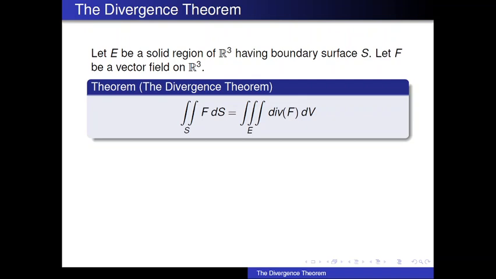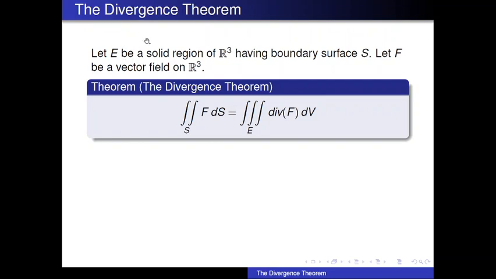Suppose we have a solid region E in three-dimensional space, and it has a boundary surface. So it's in some enclosed region of space, and its boundary is this surface S. And let's let F be some vector field on maybe all of R3. Then the divergence theorem says that we can trade the surface integral of F along S for the ordinary triple integral of the scalar valued function, the divergence of F, over the whole region E.